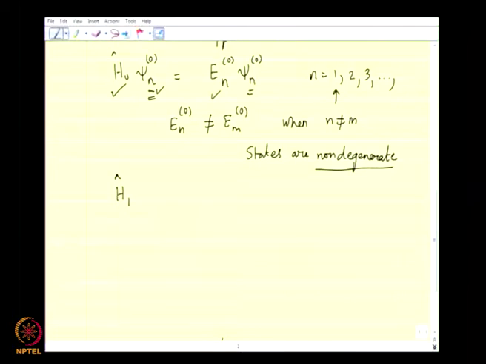Our objective is to calculate the effect of this disturbance on the wave functions that we already know, and then obtain corrections to the energy. Okay.